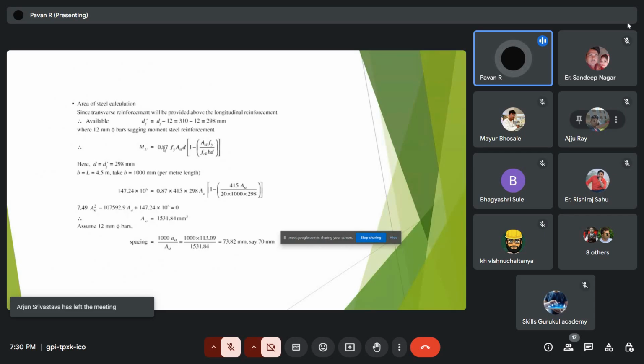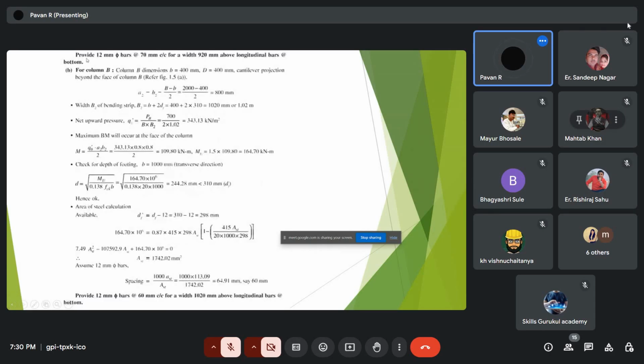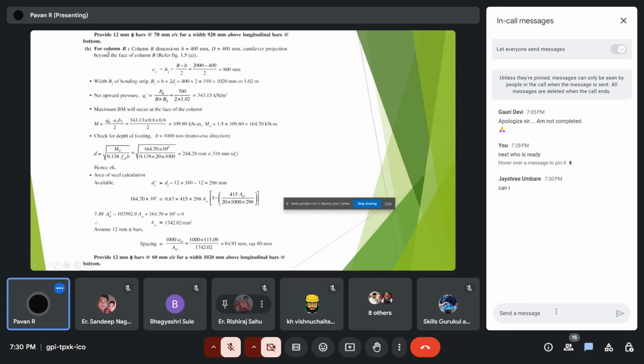And we should work out the Ast required using the formula given in IS 456 Annexure G, and the Ast comes out to be around 1531 mm square. So we can assume 12 mm bars. The spacing worked out is almost 70 mm. For transverse reinforcement under the column A, we can provide 12 mm bars at 70 mm center to center for a width of 920 mm above the longitudinal bars at the bottom.